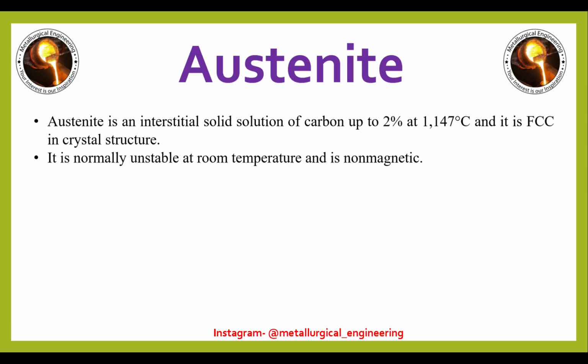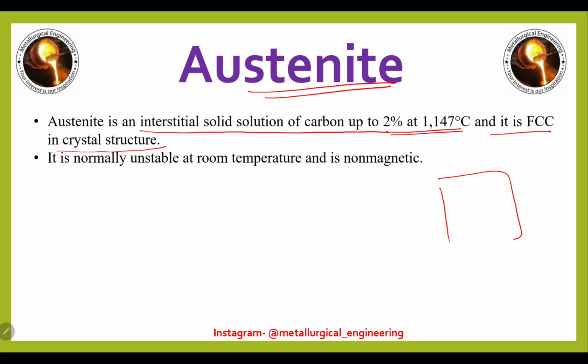Now we will see the second phase, that is austenite. Austenite is an interstitial solid solution of carbon up to 2% at a temperature of 1147 degrees centigrade, and it has an FCC crystal structure. So the crystal structure is FCC like this.